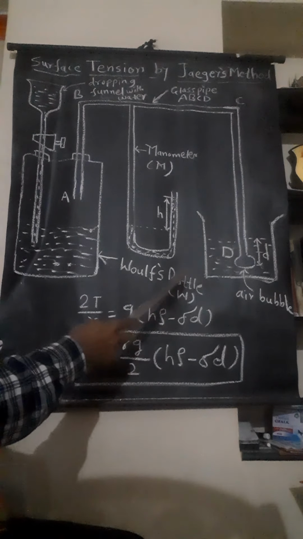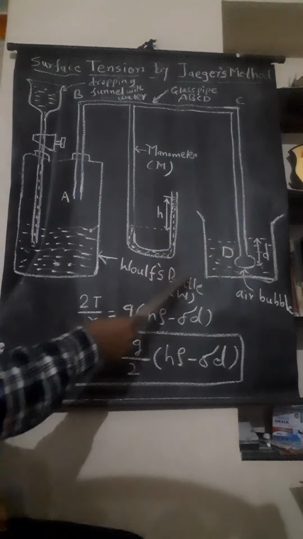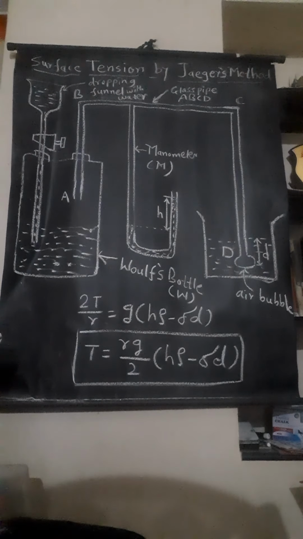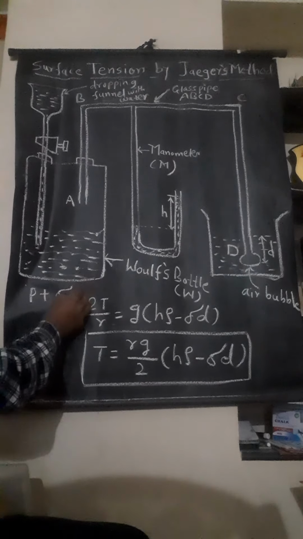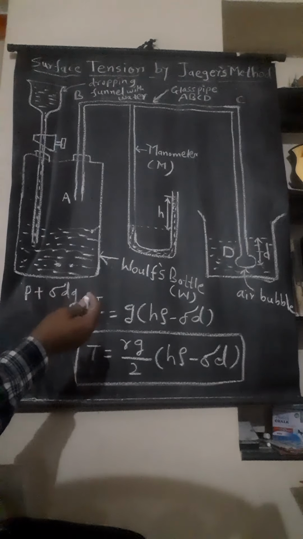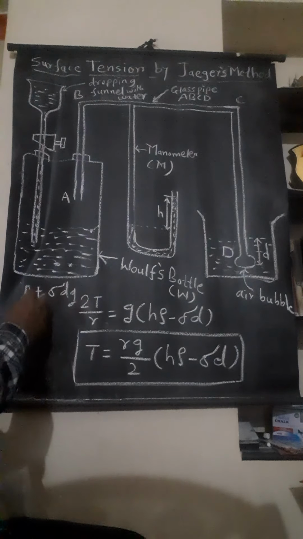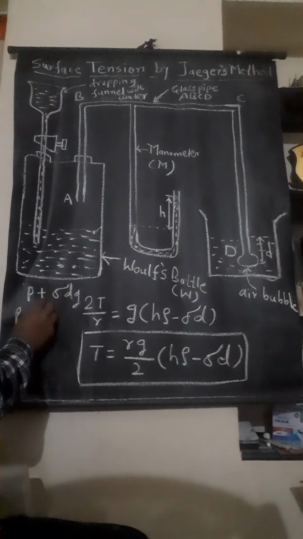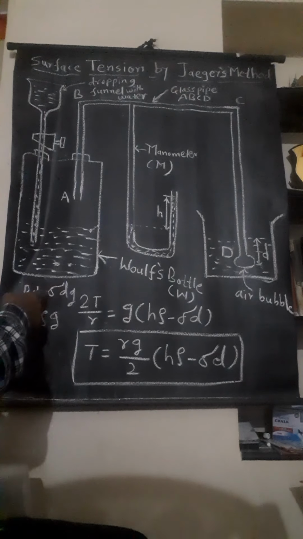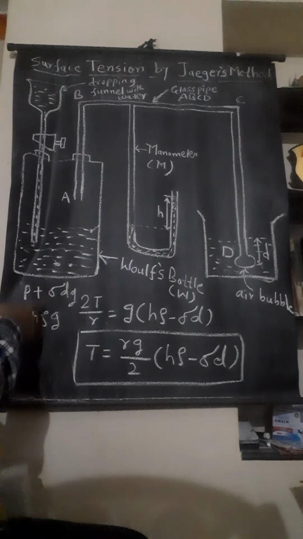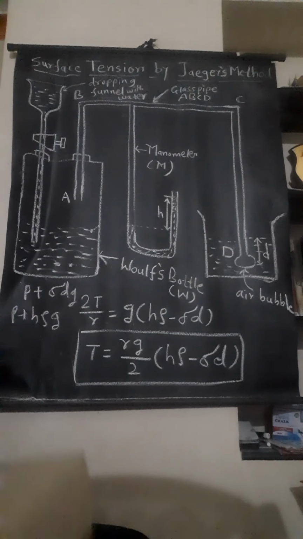Then the pressure outside the bubble just before it breaks is P plus sigma d g, and the pressure inside the bubble is P plus h rho g. The excess pressure inside the bubble, the difference between these two, is equal to g into H rho minus sigma d.